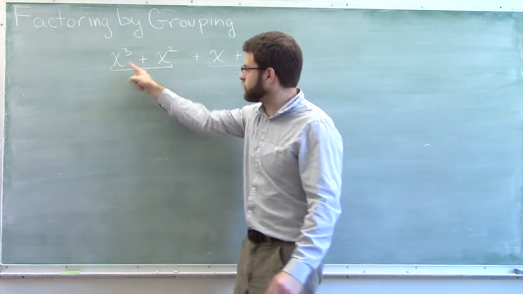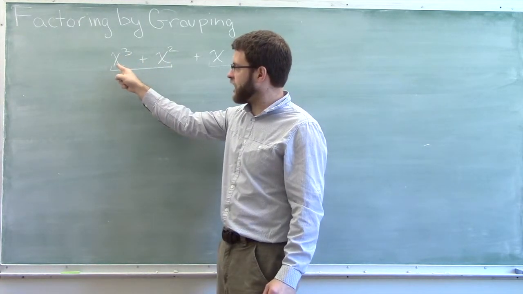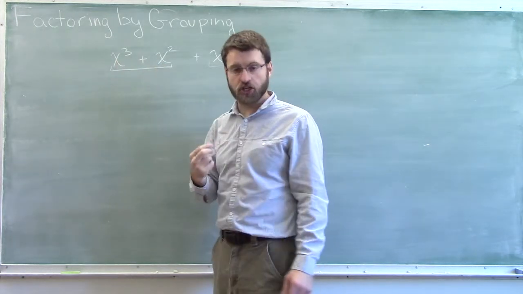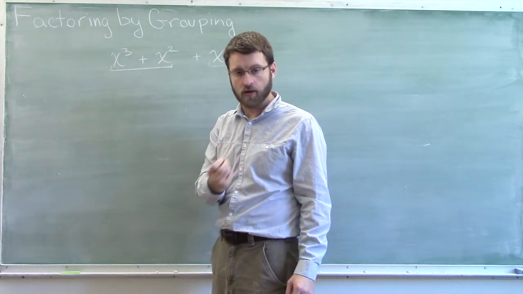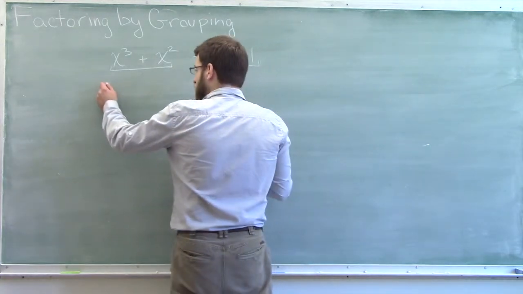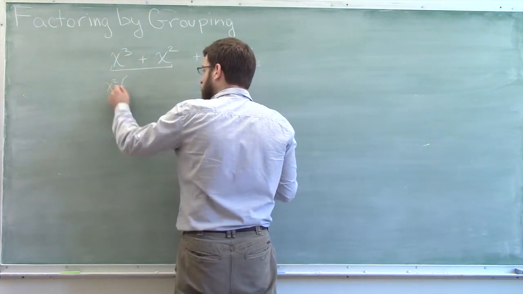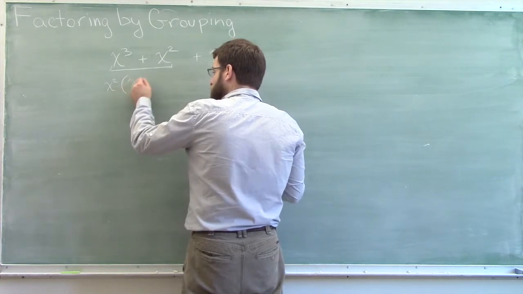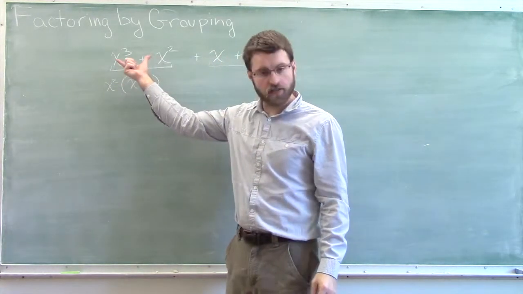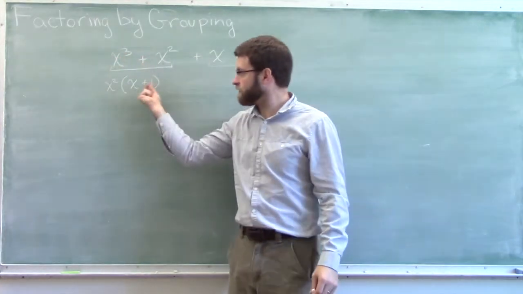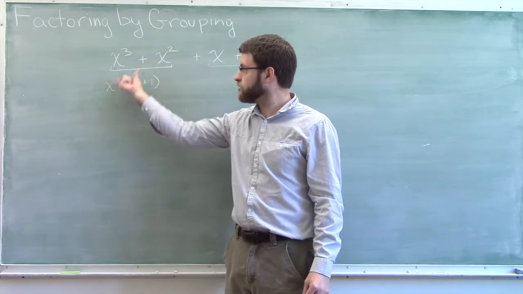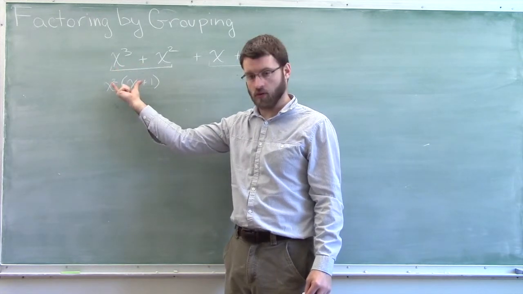So if we look at the first two terms, I see that I have x cubed and x squared. Both of these share an x squared. So the first two terms can be written as x squared multiplied by x plus 1. I've taken just the first two terms and I've factored out the greatest common factor from those first two terms. I pulled it out. So these two pieces are equal to one another.